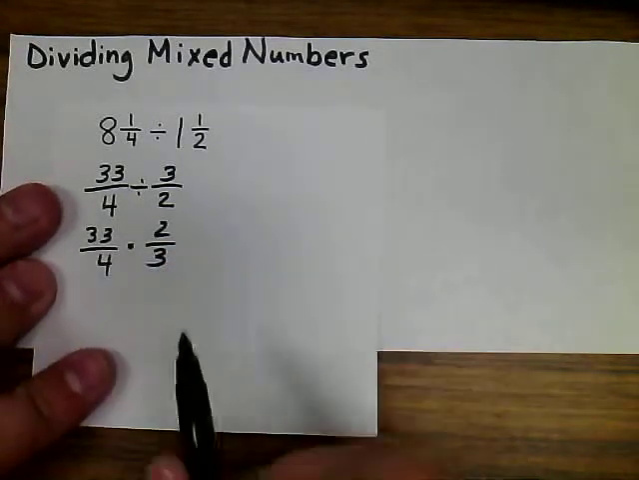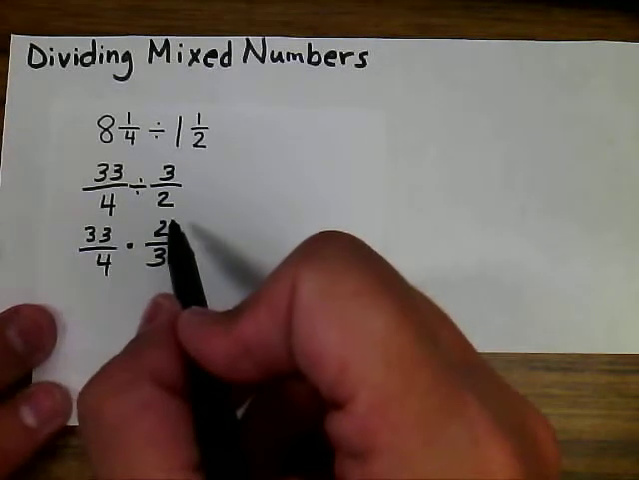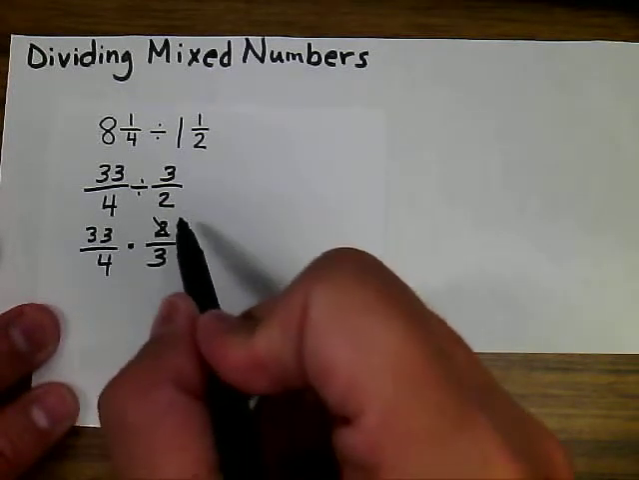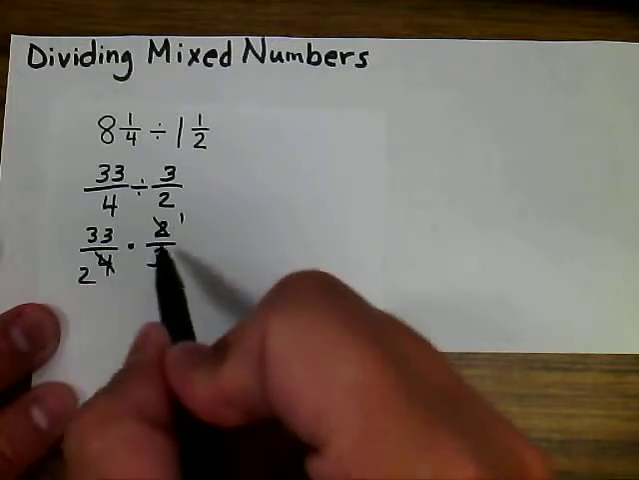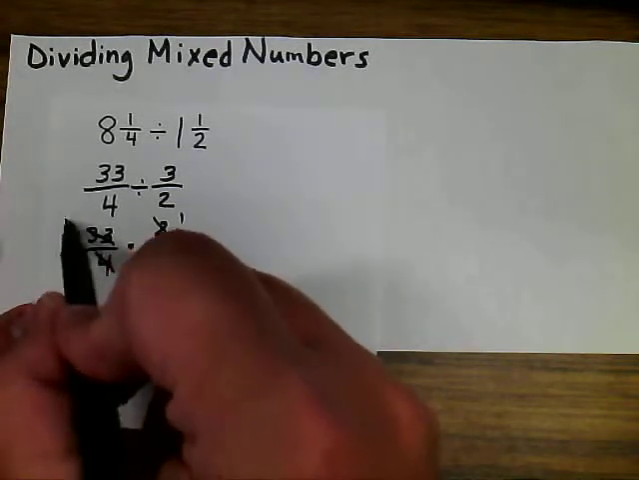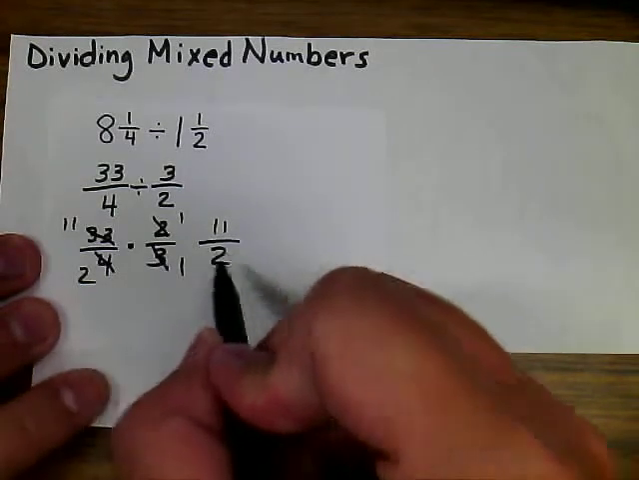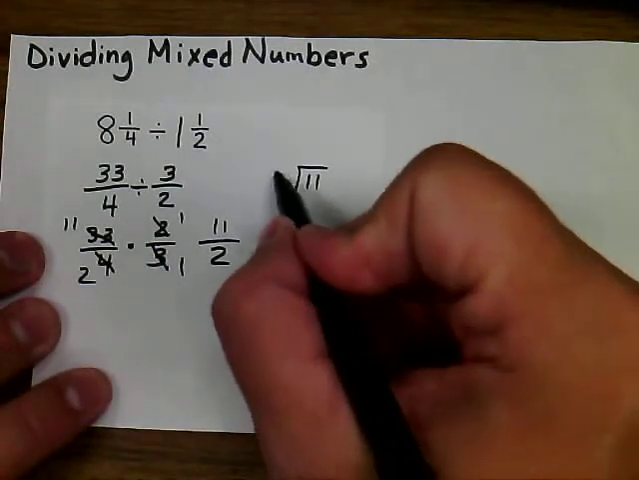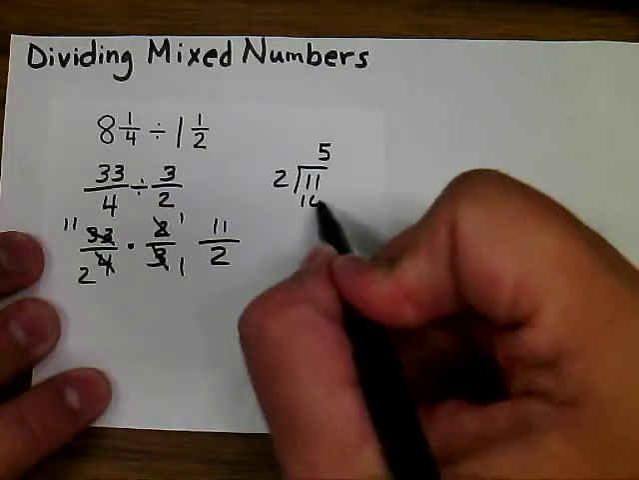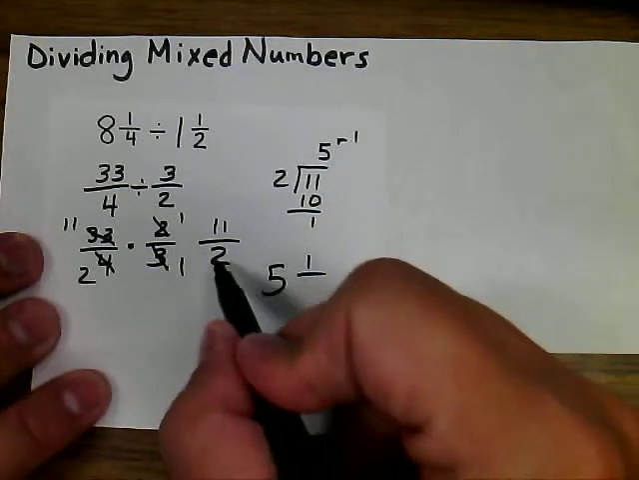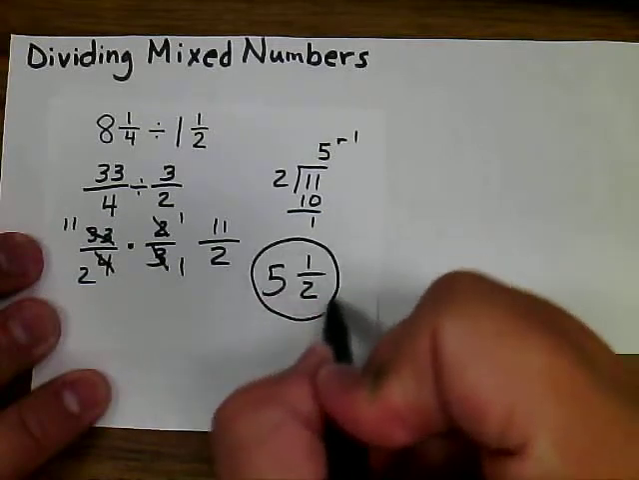We have an excellent opportunity to cross cancel or simplify on the diagonal, also known as simplifying before you multiply. Divide this by 2, divide this by 2. Divide this by 3, divide this by 3. 11 times 1 is 11. 2 times 1 is 2. 11 divided by 2 is 5, with the remainder of 1. 5 with the numerator 1, and our denominator stays the same.